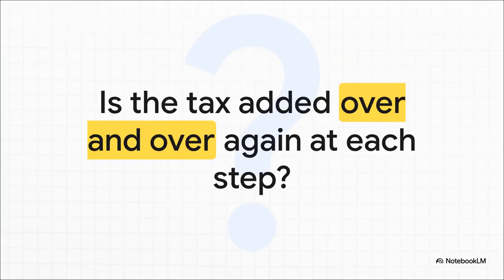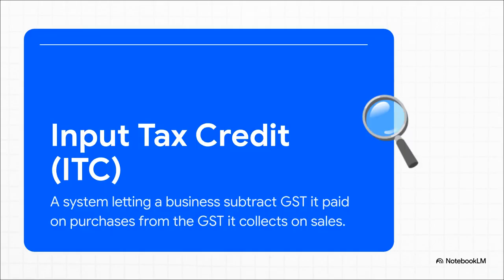Now, this brings up a huge question. If tax is being charged at every single one of those steps, doesn't that mean you end up paying tax on top of tax on top of tax? It seems like the price would just get ridiculously inflated, right? Well, you'd think so, but the answer is actually no. And that's because of a really smart feature built right into the GST system. And that clever feature is called Input Tax Credit. You can just call it ITC.